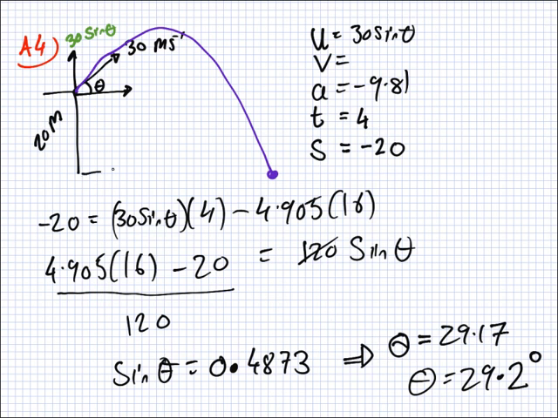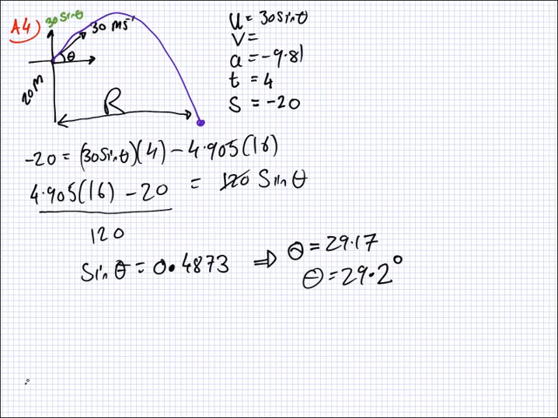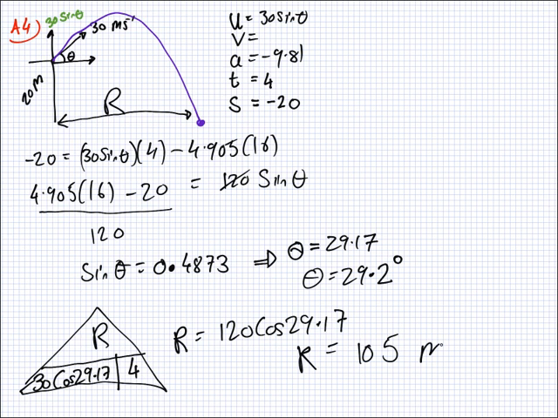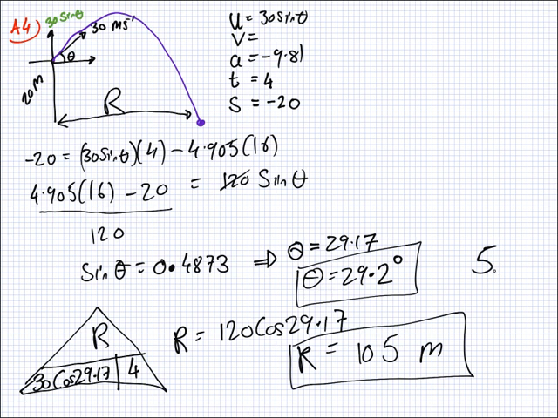Then part B, here, they want the range. So, what do I use for the range? The triangle. Distance, speed, which I do know now, it's 30 cos 29.17, and the time, do I know the time? It's 4. So the range would be 120 cos 29.17. I've already done the 4 by multiplying the 30. So 105 meters. They're the two answers. Okay, that was 5 marks, and then that was 3 marks.